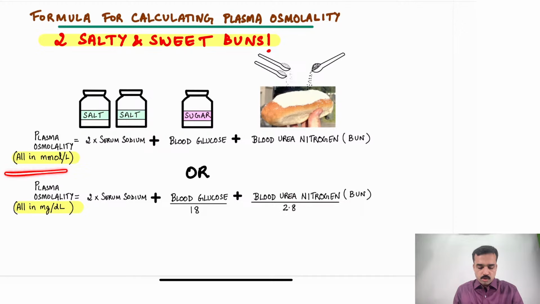Remember, when you're calculating in millimole per liter, you need not apply any corrections. But if you're calculating in milligram per deciliter, you need to correct: blood glucose divided by 18 and blood urea nitrogen divided by 2.8. Okay, these correction factors you need to apply when the values are in milligram per deciliter.